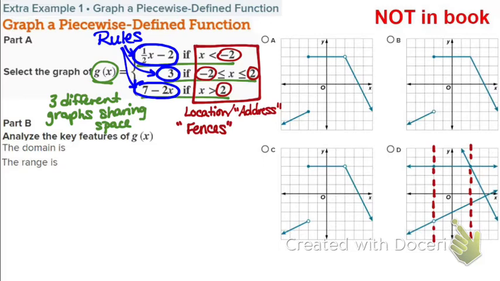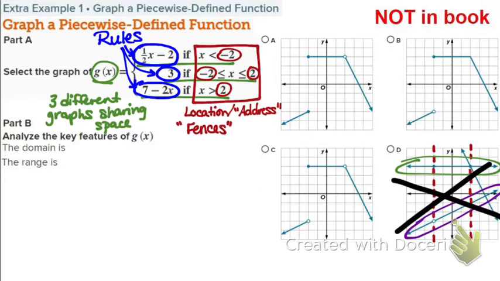Well, these red lines are the fences. Here's one of the graphs. Did he stay in just 1 yard? No, he's stretched out across all 3 yards, right? What about this guy? Did he stay in just one of those yards? No. When I'm looking at piecewise functions, these guys have to stay in their own yards. They're not allowed to cross over that fence and get into somebody else's space. So that's how I know we can throw this one out. They crossed fences.